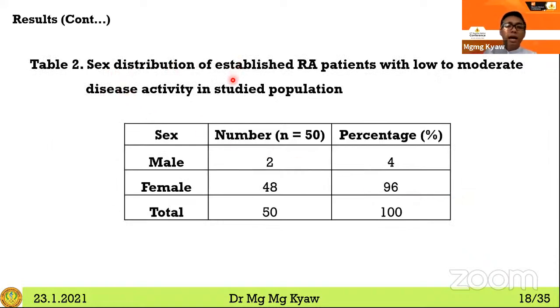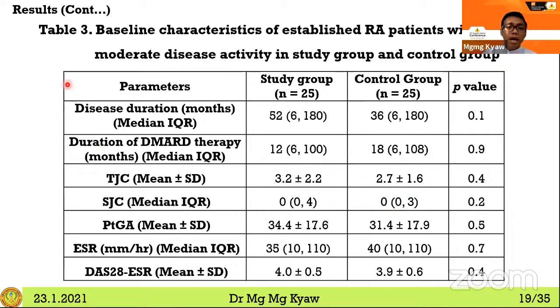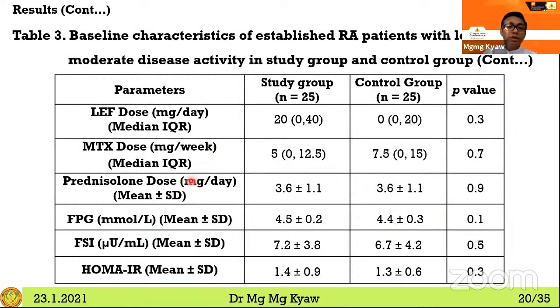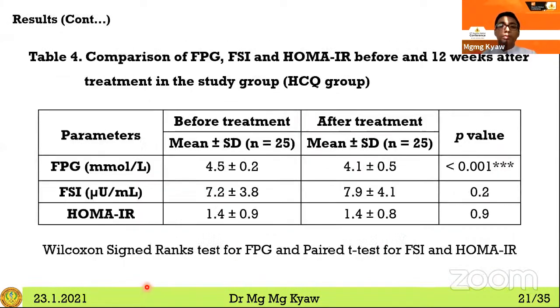Sex distribution of the study population. Here we see RA is more prevalent in the female population. Baseline characteristics of established RA patients. The baseline parameters between study group and control group showed no significant difference. This is a continuation of the previous slide. The remaining baseline parameters show no significant difference between study group and control group.